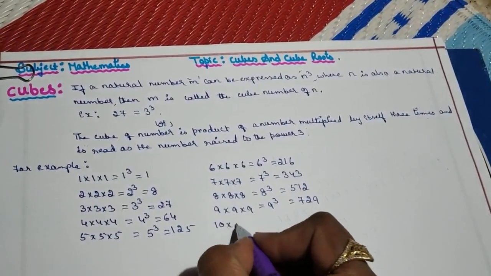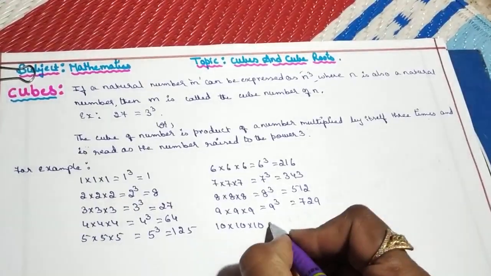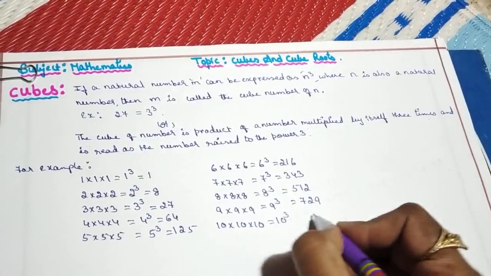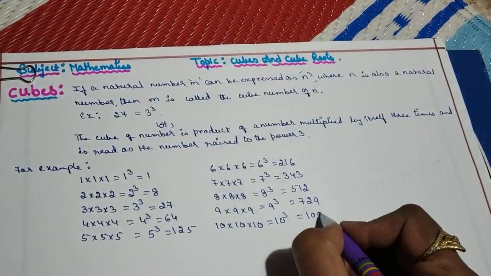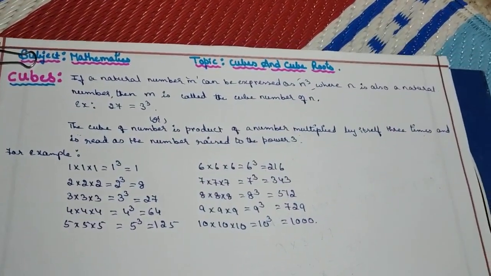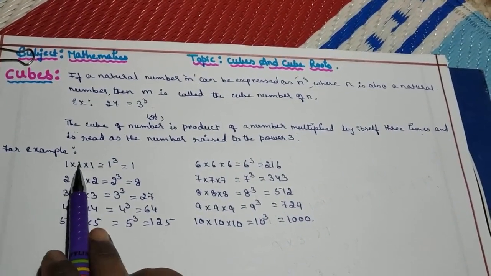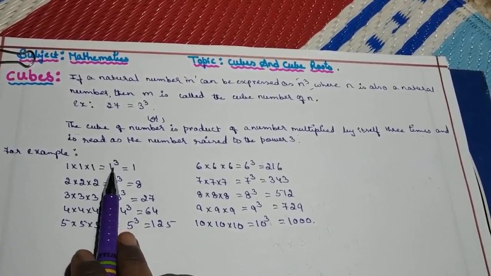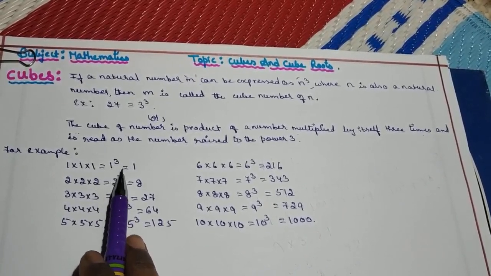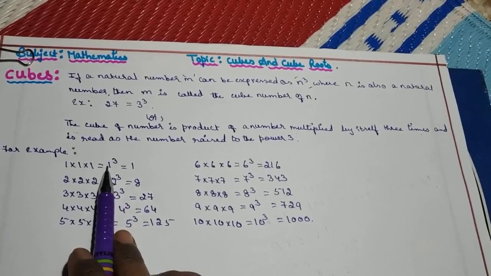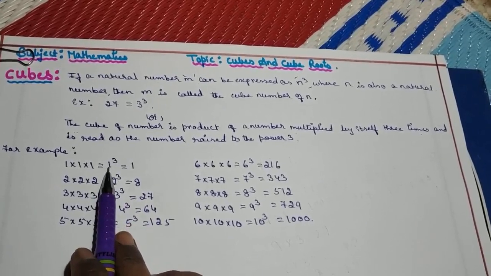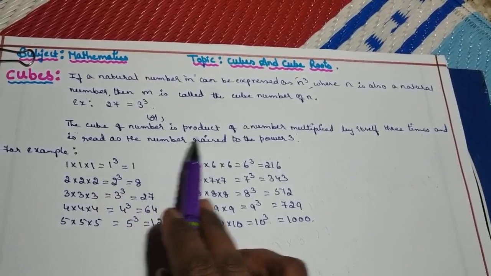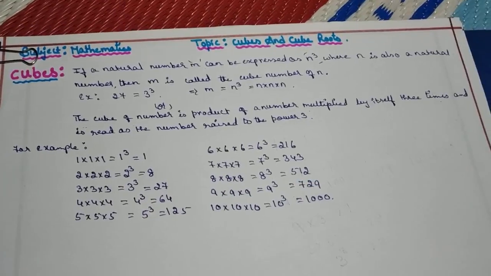Then 10 into 10 into 10 can be written as 10 cube, and its value is 1000. So here you can see the number multiplied by itself 3 times is called the cube of a number, and we are going to read it as number power 3, that is, a number raised to the power 3.